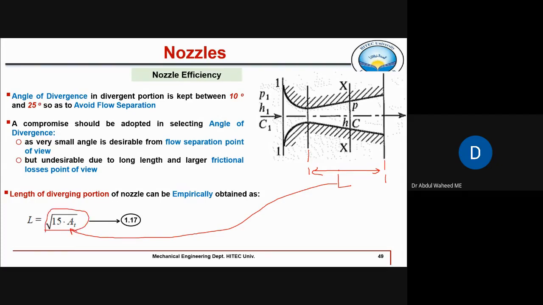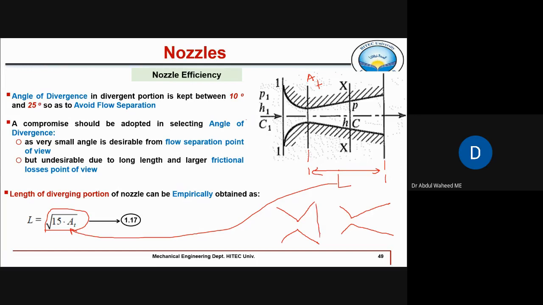1.5 into area of throat. What is A_t? It is the area of throat. This one. Flow separation simply means, for example, here is the convergent part and here is the divergent part, which is very short. Compare it with this nozzle, in which the convergent is short but the divergent is long.